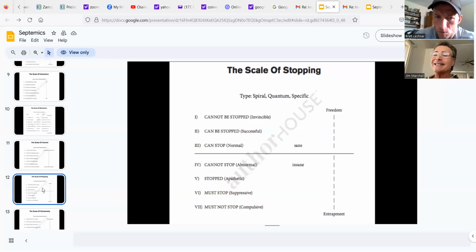Up from that is cannot stop. So cannot stop, this is like the person who has some horrible behavior. Like a person who can't stop eating. You know, the guy's 100 pounds overweight, and he just keeps eating. That's abnormal. You see, hey, that guy's not sane on that subject. If he were sane, he'd say, you know, I need help. I've got to stop this. But he cannot stop. Or an alcoholic or a drug addict. They literally cannot stop. And that, of course, is abnormal. So when we see somebody who's fixated on something, we see that it's abnormal.